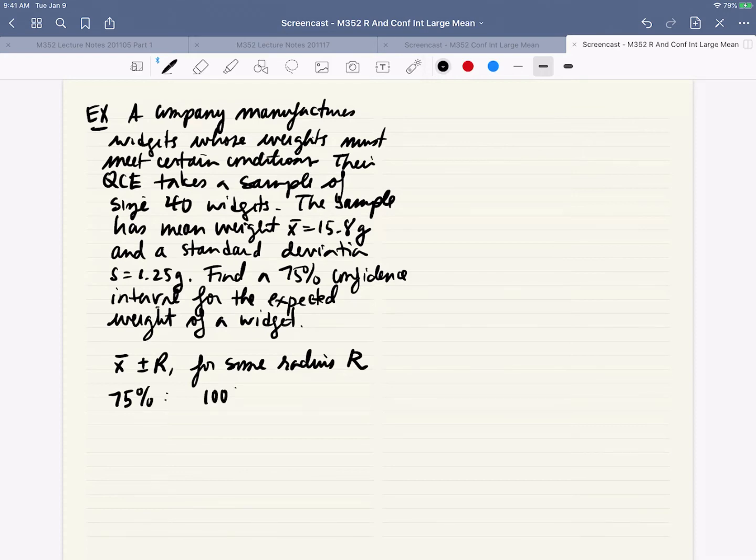Well, that means that we have to find an alpha to go along with that. And alpha satisfies this: 100 times (1 minus alpha) equals 75. So that means 1 minus alpha is 0.75. So you can see alpha must be 0.25.